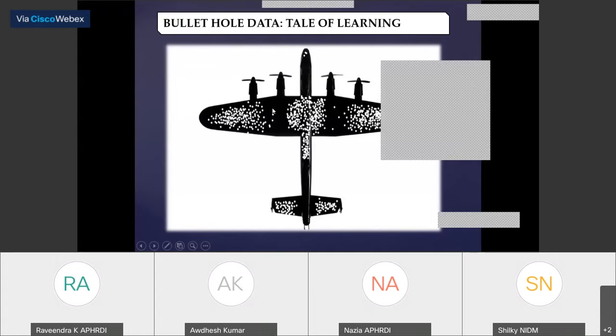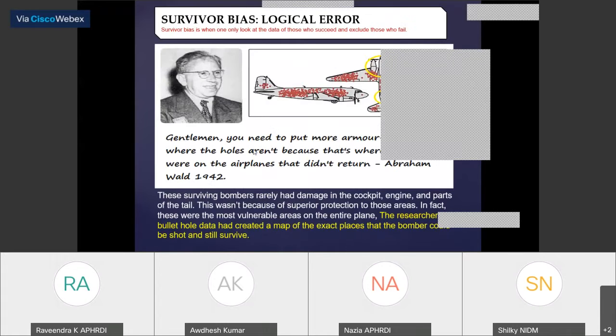and you can see an aeroplane with the bullet hole data. Anyone will say that this is the area where the bullets have been shot more. So the people who were engaged in this study thought that if we put more armor in this region, then we can save the aeroplanes. But a statistician found a logical error in that.